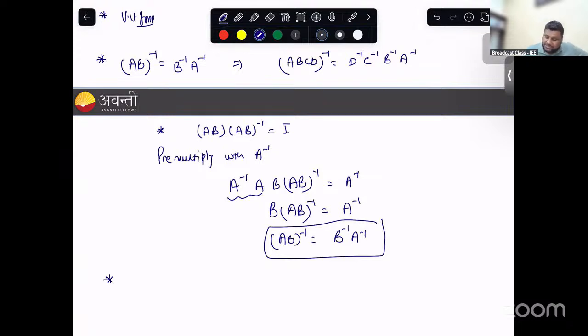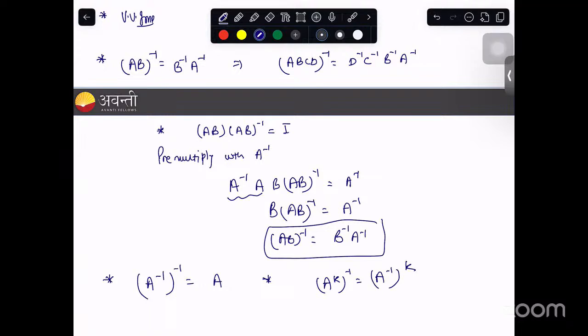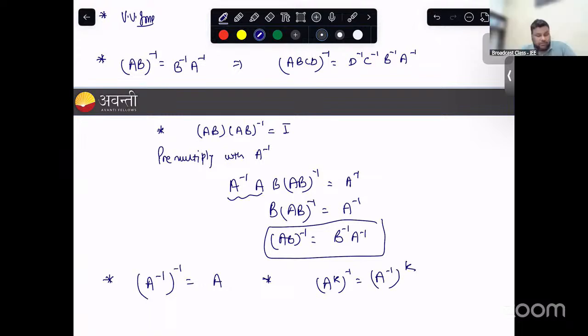Now a few more simple properties. A inverse inverse will be A. Then A to the power K inverse is A inverse to the power K. Understood? Am I clear? Shall we do a few questions?